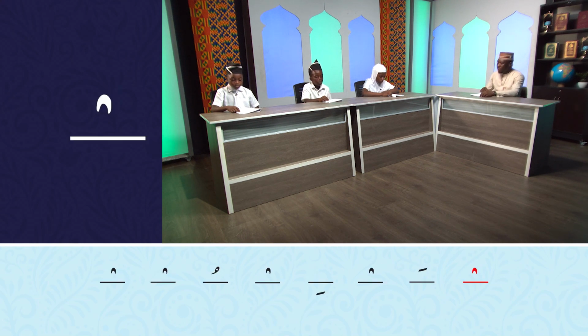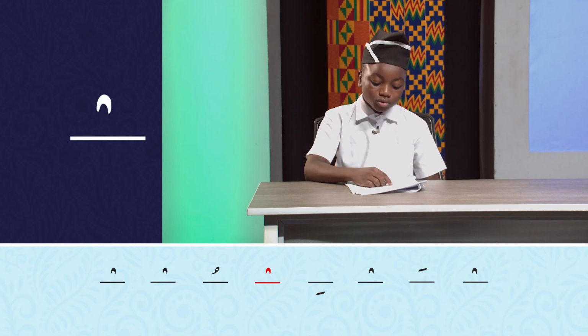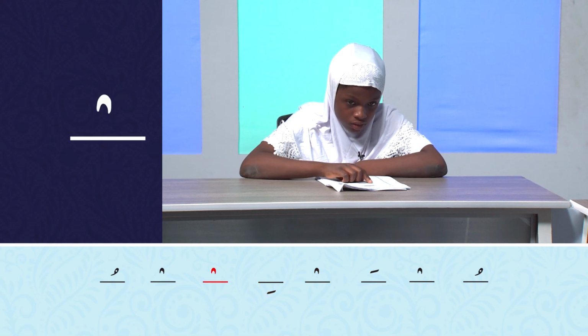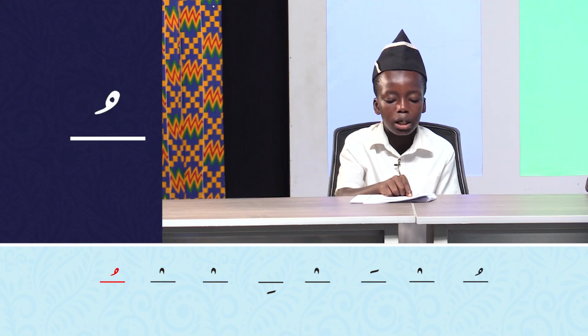Now, identify it once again collectively. Sukun. Kasra. Again. Sukun. Fatha. Sukun. Kasra. Sukun. Dhamma. Sukun. Fatha. Sukun. Kasra. Sukun. Dhamma. Mashallah. Now, let us move on to lesson number 9.